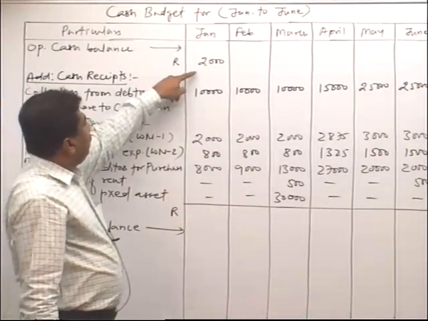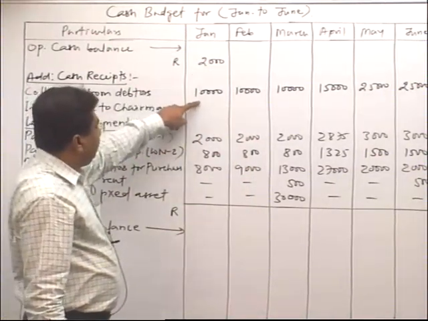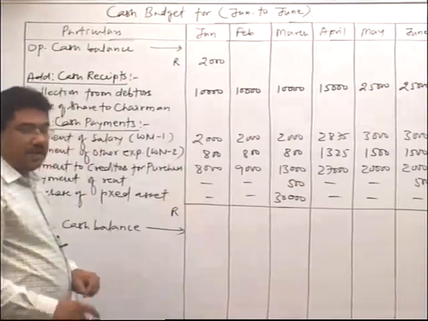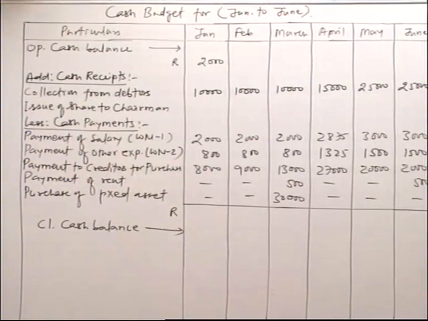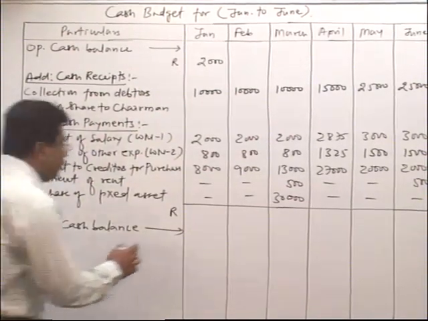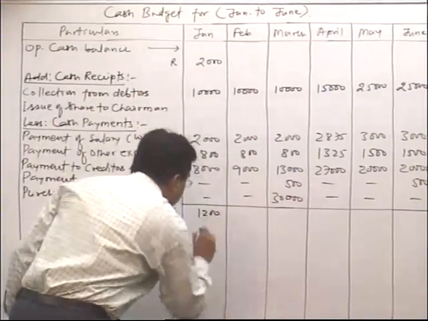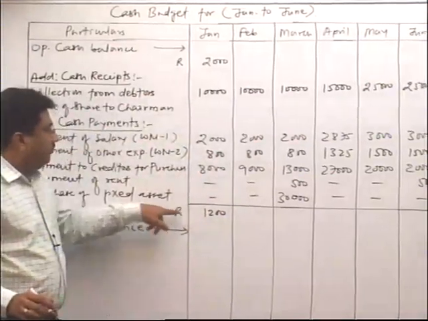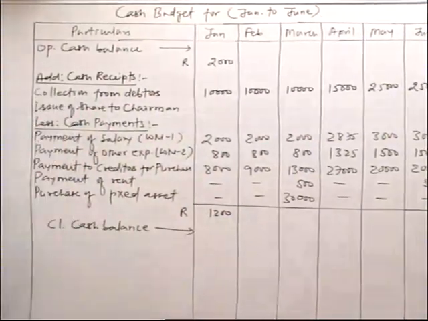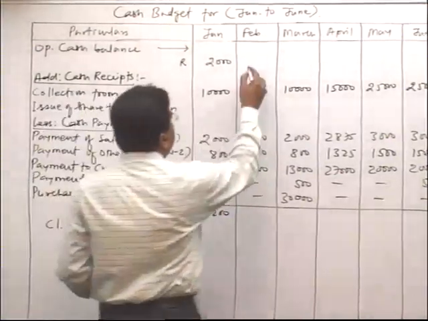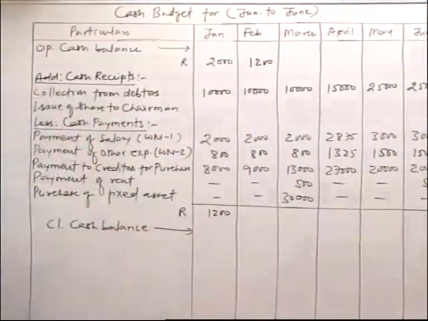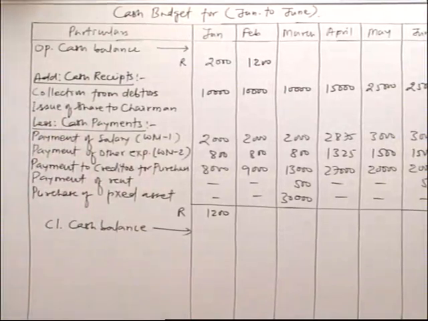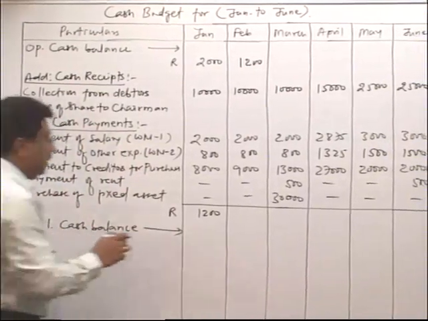Now in this opening balance, add cash receipt and deduct cash payment. You will find out the closing balance. Now that closing balance is 1,200. So write it in the row of rough closing balance, 1,200. Then it will become opening balance of February. Now find out the closing balance of February. It is 600 overdraft.